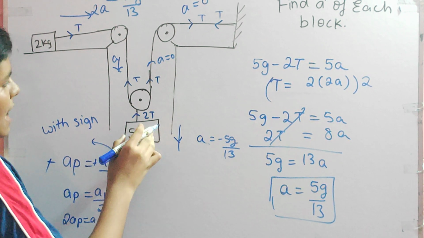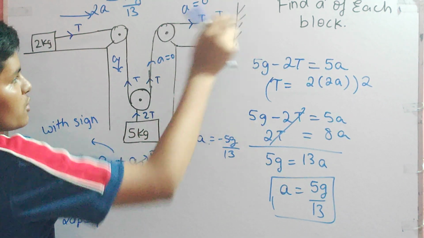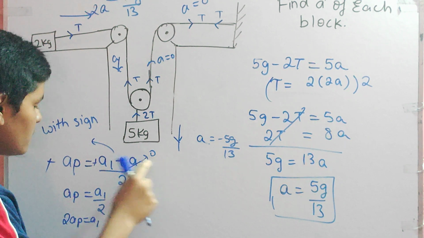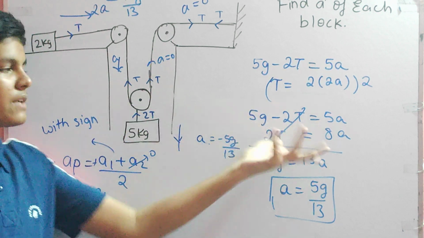Then this has to get pulled by both sides, but on this side the acceleration is 0 because it is fixed over here. So here acceleration is 0, and a_p is (a1 plus a2) by 2. a2 is 0, so a_p is equal to half of a1. This is the a1. So that relation we used and we got our answer.